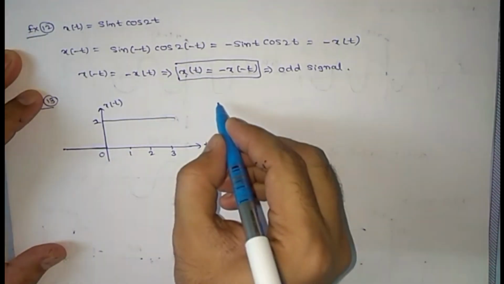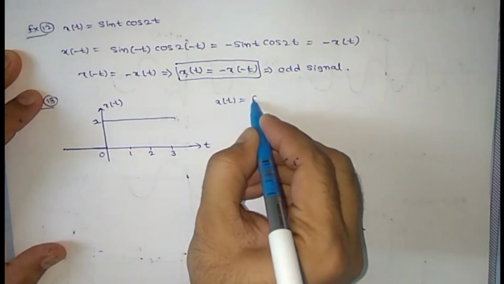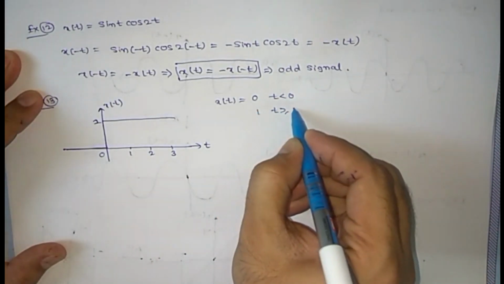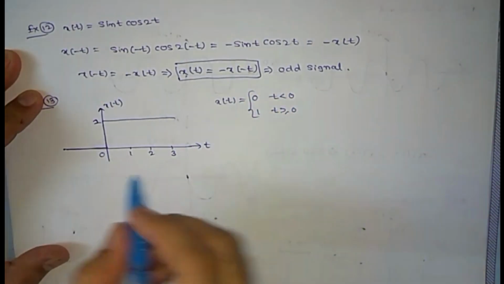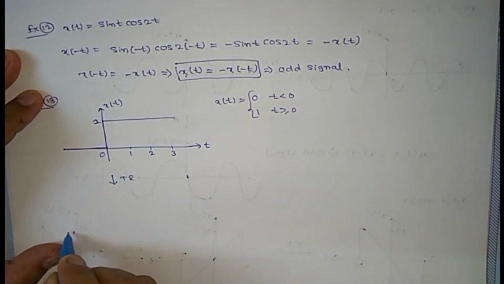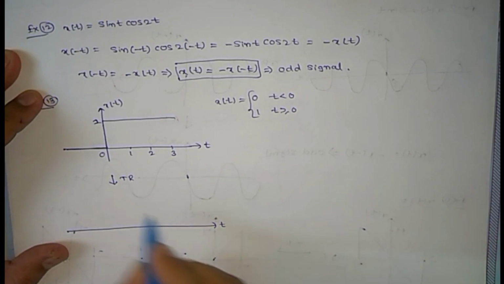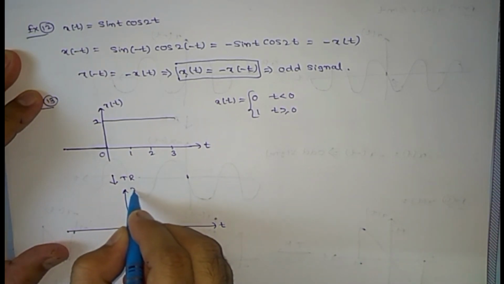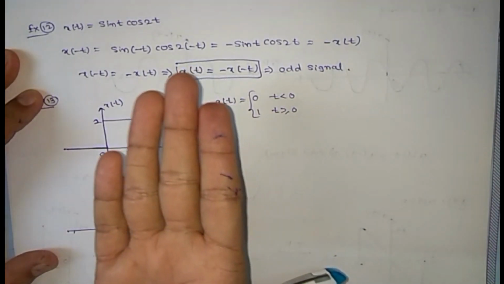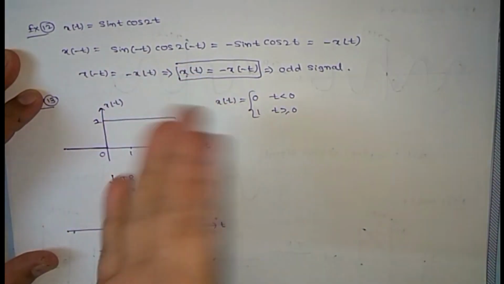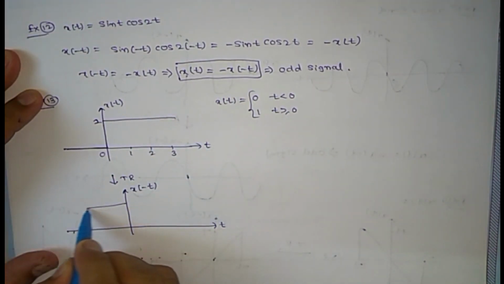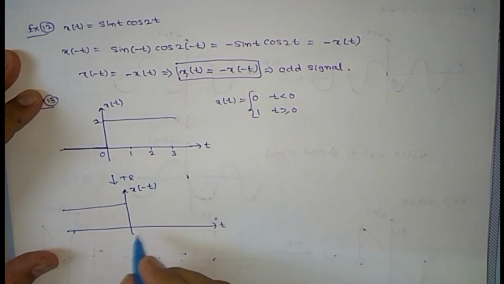The signal is given as 0 when t is less than 0 and 1 when t is greater than or equal to 0. So let us do the time reversal. So x of minus t. Wherever the time is there, we need to rotate the signal with respect to the y-axis. So whatever the signal is on this side, it will come to this side, and this side is completely 0.